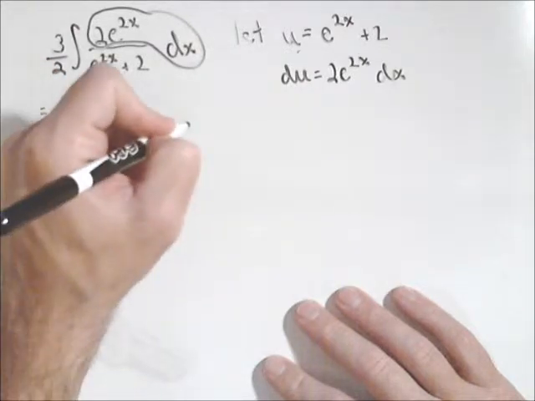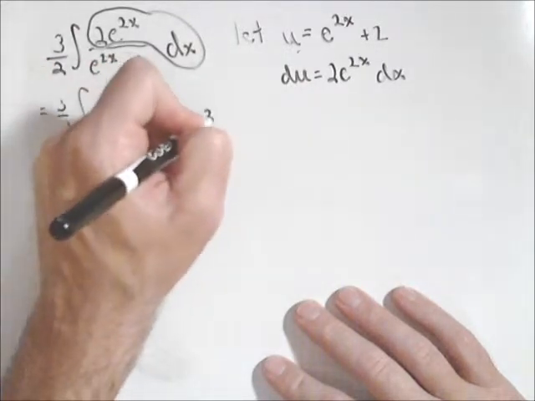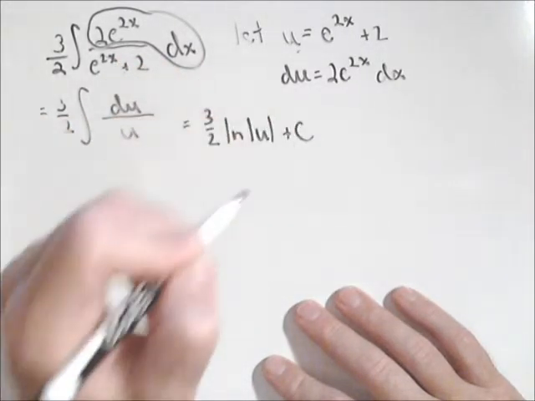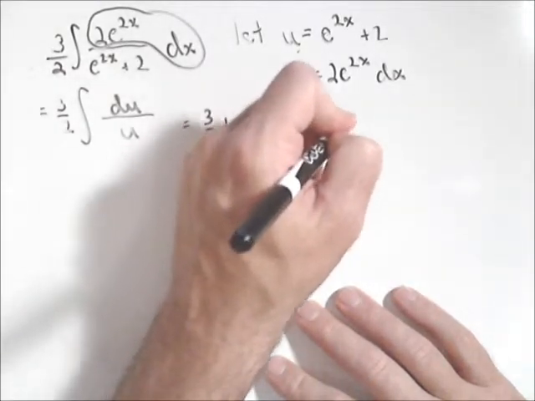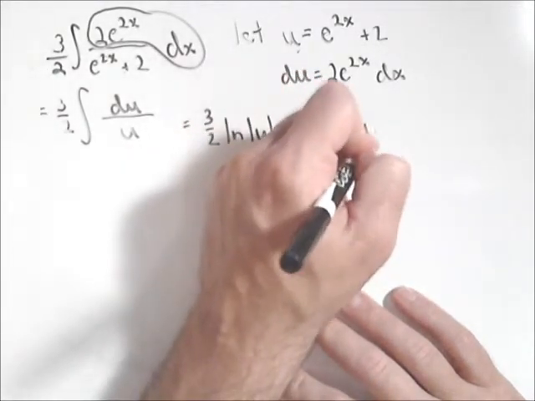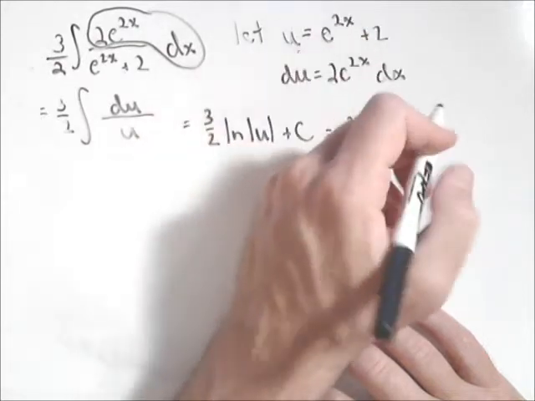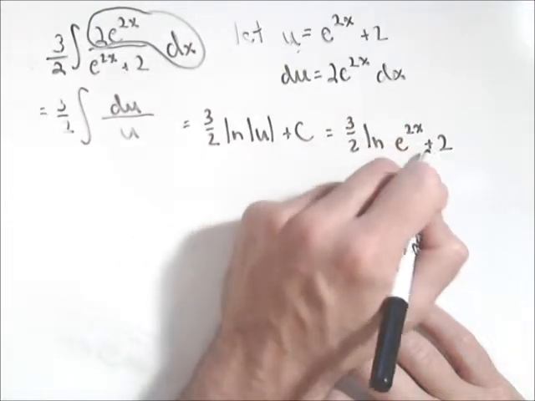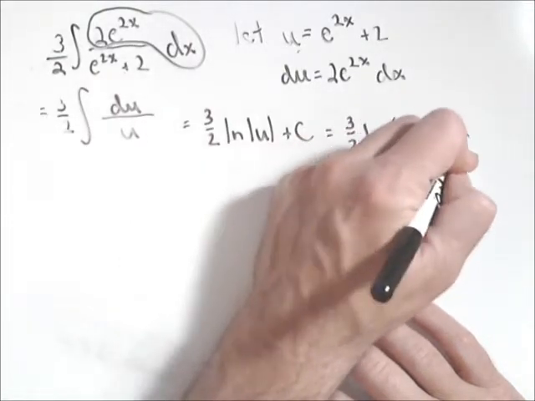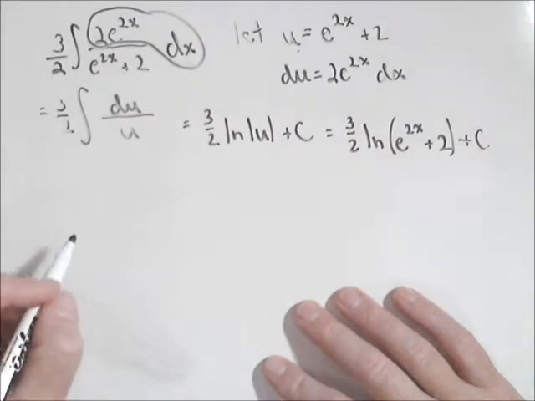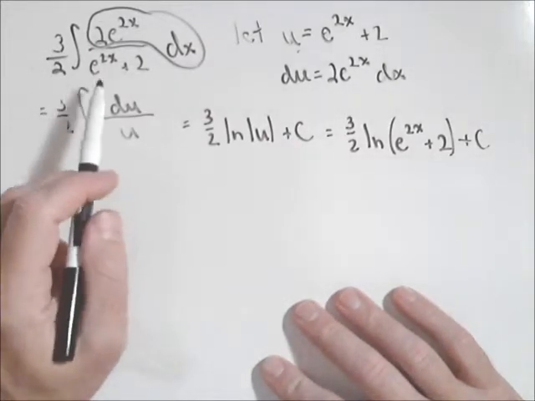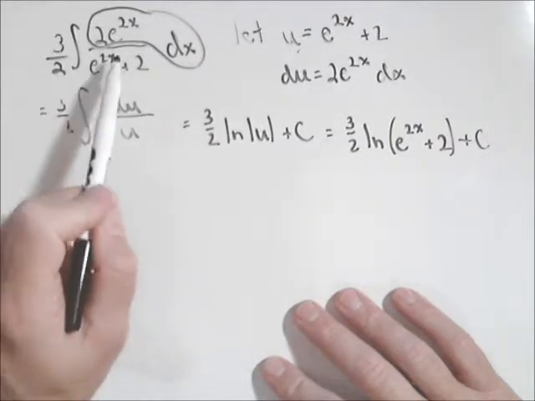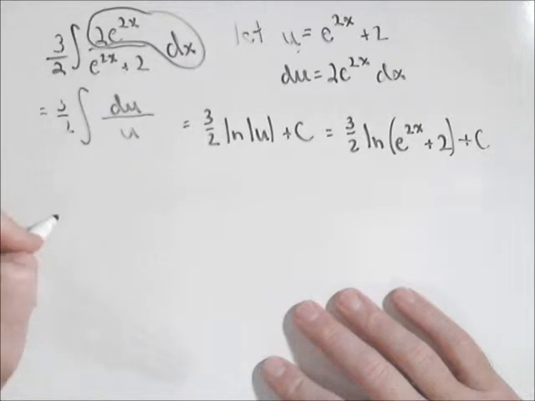Now we've had this one before, although it doesn't quite look like it. This is 3/2 ln of the absolute value of u plus c, and the last step is to substitute back. 3/2 times the natural log of our u was e to the 2x plus 2. This is always going to be positive, so you don't need absolute value. If you want to use parentheses, that's fine. Plus c. So what looked complex at first is actually just not too bad of a u-sub. It's what to look for to recognize when you have a u-sub.